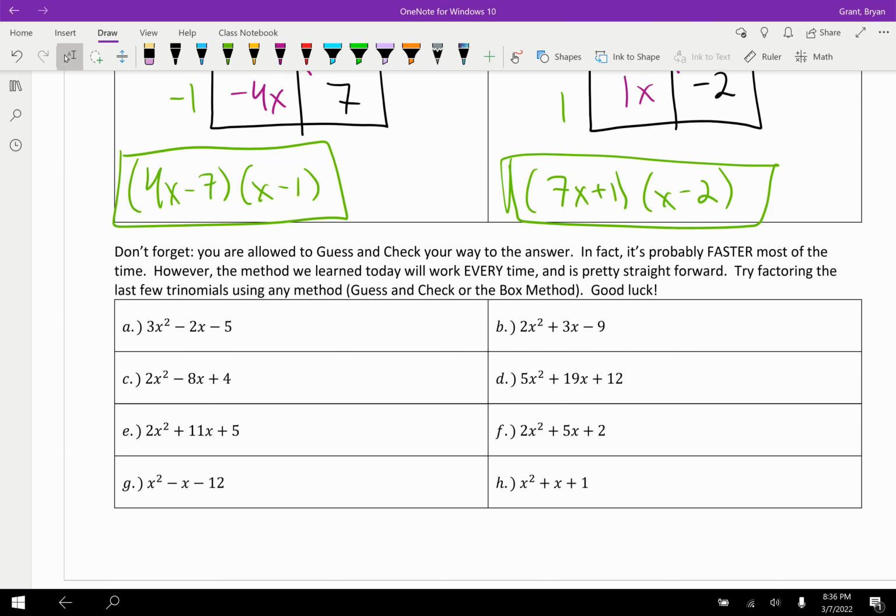How is it faster? Well, let's just say problem A right here. If I wanted to factor A, I'd know it'd have to be 3x and x to make 3x squared. To get negative 5, I bet this is going to be negative 5, positive 1. That's 3 minus 5. There it is. There's my final factored form.